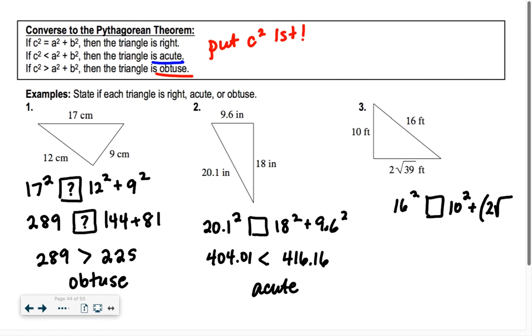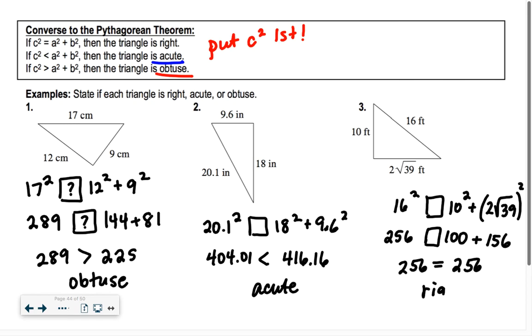Now this one's a little tricky, so I'm going to do 2 square root of 39, and then with parentheses around it, I'm going to square. So everybody put that into your calculator and make sure you can get this correct. When you do 2 square root of 39 and you square it, you should get 156. Did you all get 2 square root of 39 and then squared? Should be 156. So we have 256, and we're seeing if it's greater than, equal to, less than 256. In this case, it's equal.